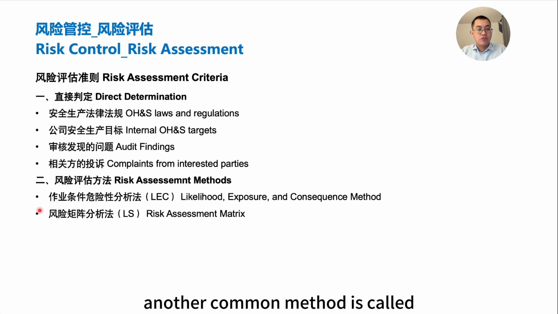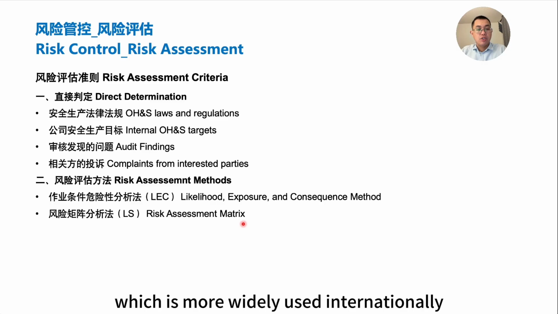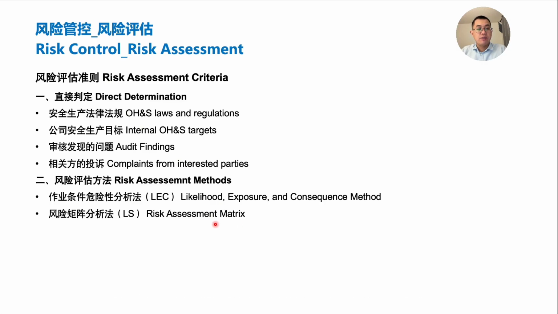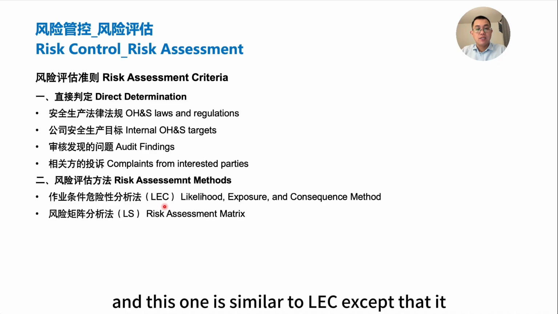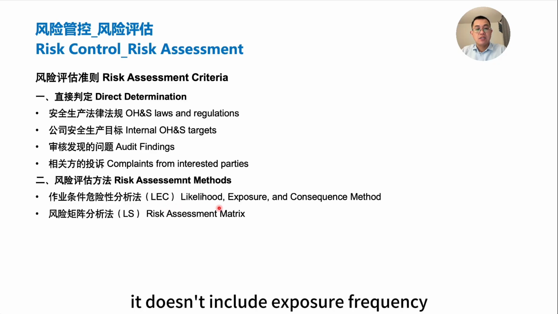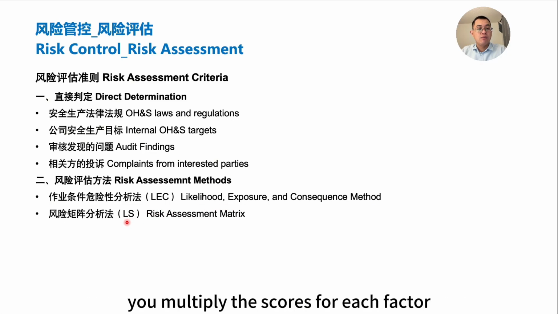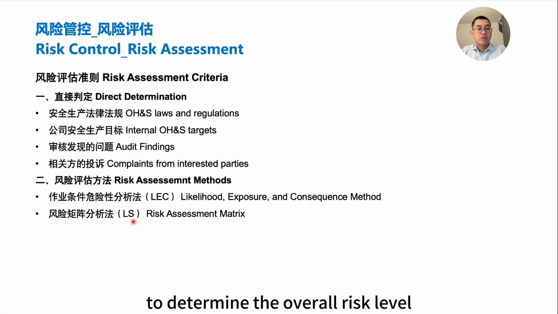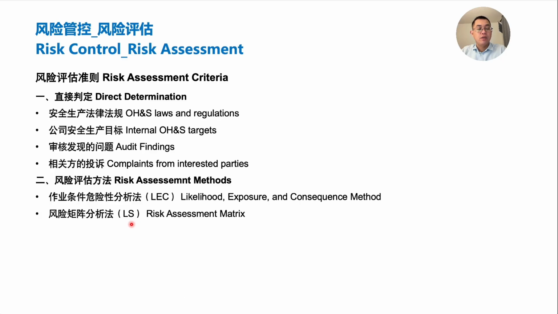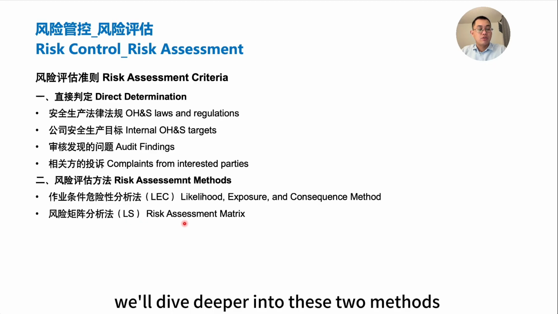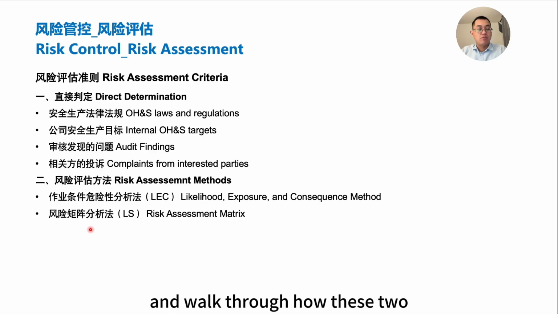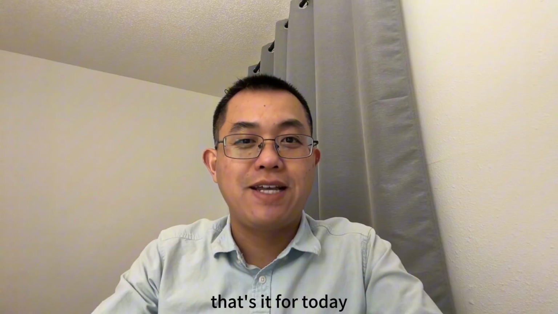Another common method is called LS, or the risk assessment matrix, which is more widely used internationally. This one is similar to LEC, except that it doesn't include exposure frequency. It only looks at two factors, the likelihood and severity. And again, you multiply the scores for each factor to determine the overall risk level. We'll dive deeper into these two methods in the next episode and walk through how they actually work in practice.